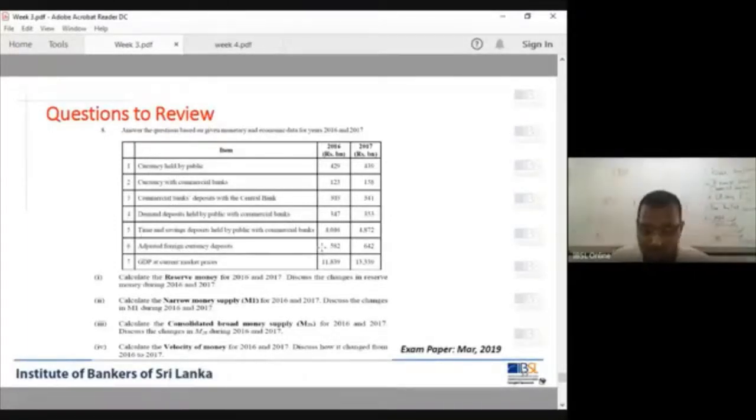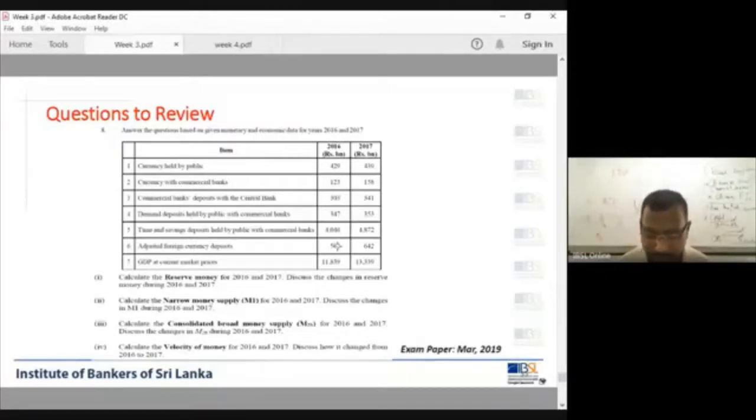Okay. So let's look at the answer. We have already calculated M1 for 2016. That is 776, plus time and savings 4,046, plus adjusted foreign currency deposits 582. So the total answer is 5,404.